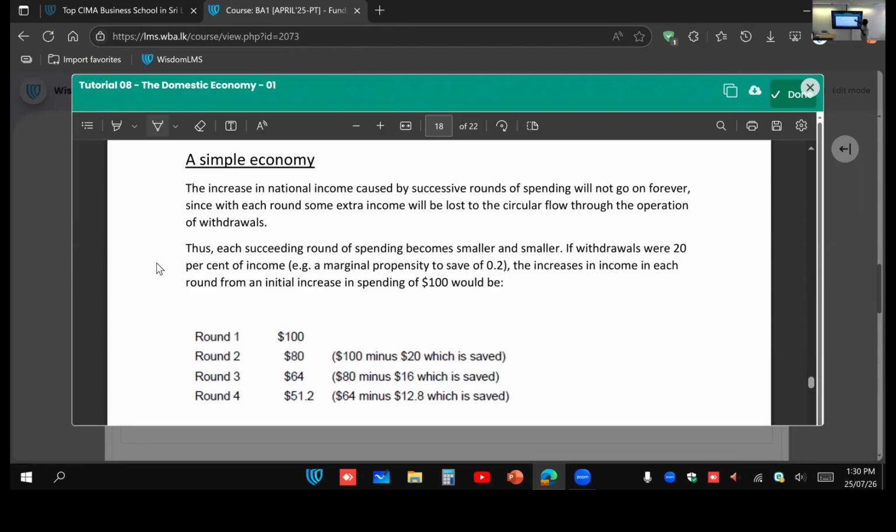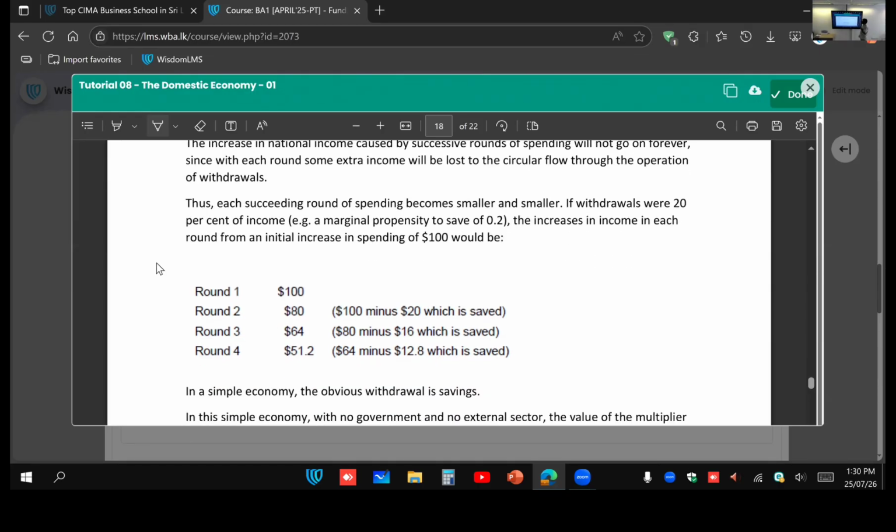Thus each succeeding round of spending becomes smaller and smaller. If withdrawals were 20% of income, the marginal propensity to save is 0.2. You remember what the marginal propensity to consume was? We discussed marginal propensity last week, right? So with the marginal propensity at 0.2, the increases in income each round will be given.